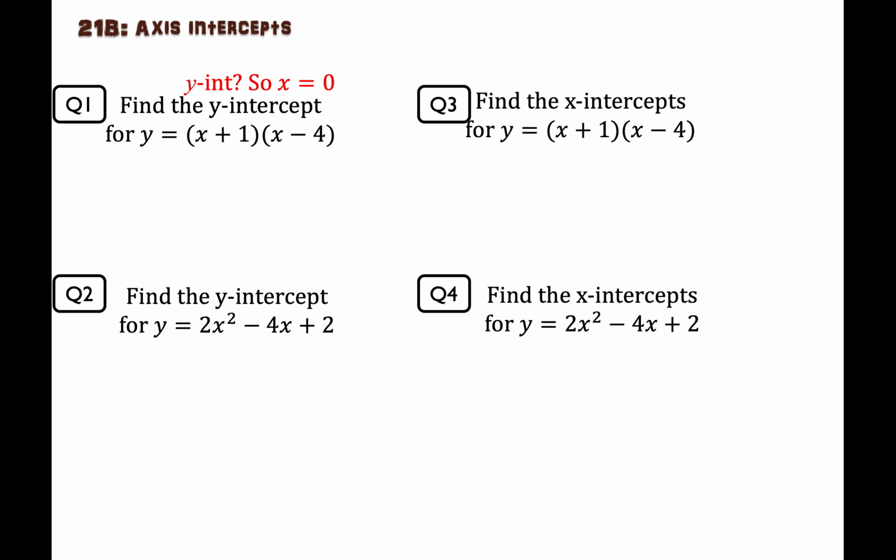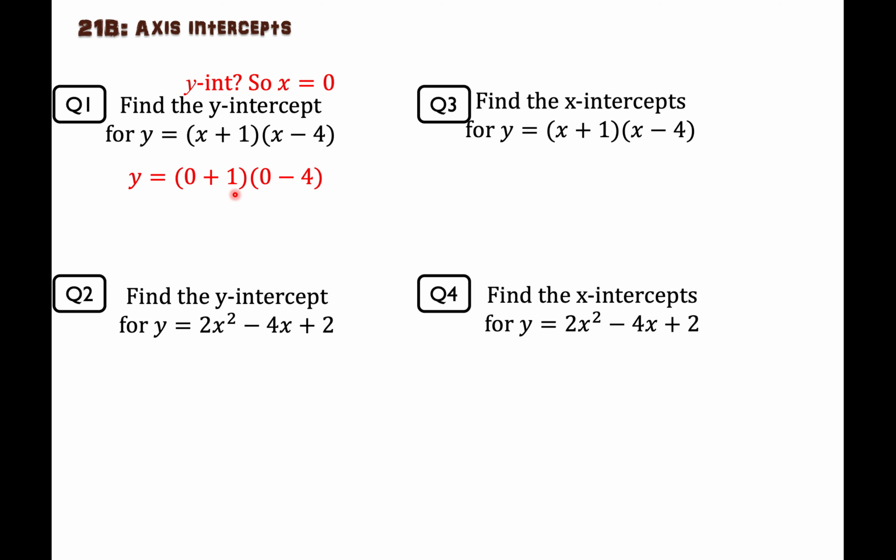So if it's a y-intercept, x is 0. And I would highly encourage you, if you see the word y-intercept, write x equals 0. Makes life a lot easier. So that means if we know that x is 0 for a y-intercept, we can replace x with 0. So I'm going to write exactly the same thing, but instead of x, replace it with 0. Cool. So y equals 0 plus 1 in brackets times 0 take 4 in brackets.